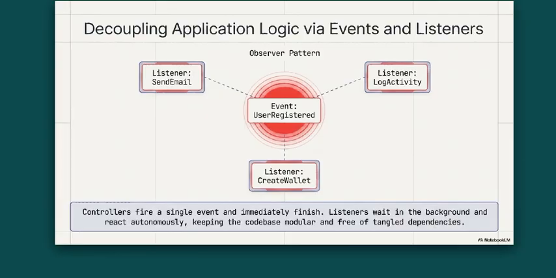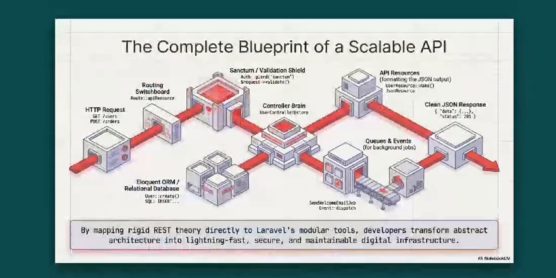We've been deep in the engine room, inspecting the individual gears and pistons, the routing switchboards, the ORM translation streams, the cryptographic tokens, the background daemons. But to truly synthesize this, we need to zoom all the way back out. Let's do it. We need to look at the entire factory floor from above. The final section of our source document, the master blueprint, explicitly maps the abstract academic theories of REST that we discussed at the very beginning directly onto the physical Laravel tooling we just explored. Let's walk through the synthesis.